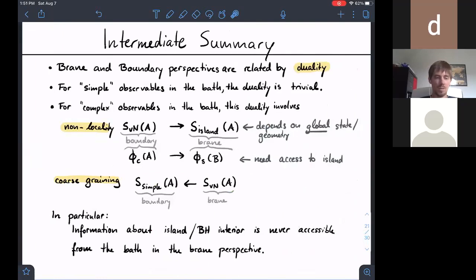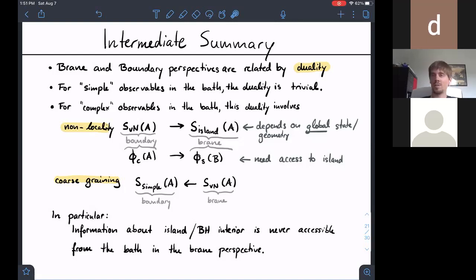Okay, I have like 10 minutes left, that's perfectly fine. Let me give you some intermediate summary just about double holography and the state of what we've seen. What we've seen is that there's a duality between the brane and the boundary perspective. And we can have simple observables or ask simple questions, if you will. For those questions, if you ask them in the bath, this duality is trivial. Simple operators map to simple operators, coarse-grained states map to coarse-grained states. That's all fine. But now it becomes non-trivial if I ask for certain complex observables in the bath.